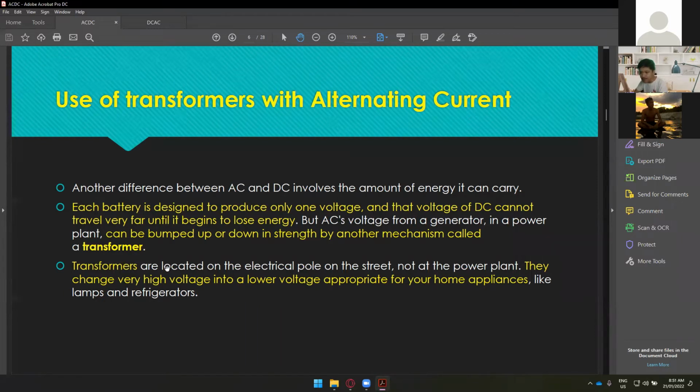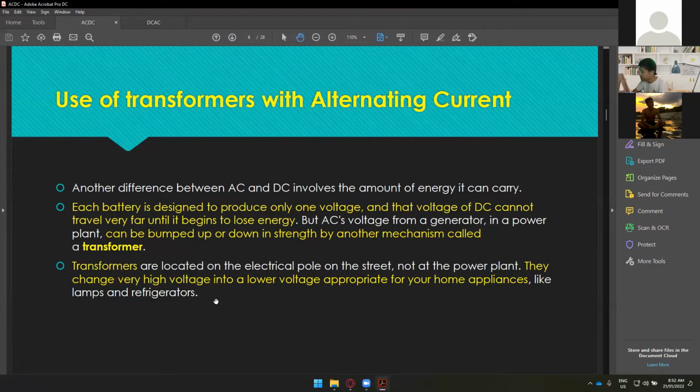Anyway, the transformers are located on the electrical pole, on the street, not at the power plant. So we could say that this is an amplifier or the opposite of an amplifier. We change very high voltage into a lower voltage appropriate for your home appliances, like lamps and refrigerators, which only use 220 volts. From the power plant, it's maybe 1,000 volts, 5,000, 1,000, and then it will be distributed to all of our electrical poles.